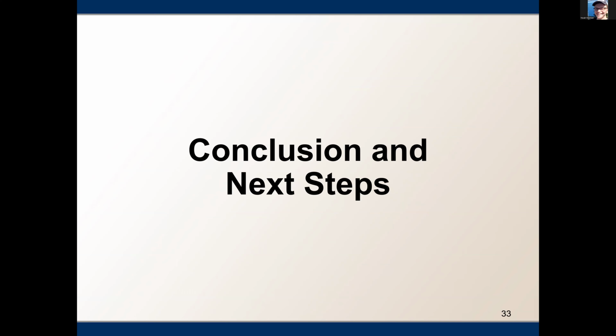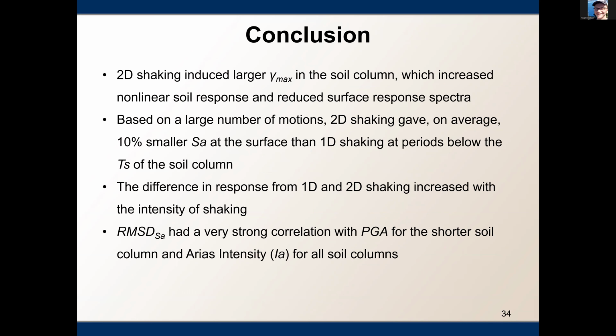With this, I will move on to the conclusion and my next steps in this research. The key takeaway from this talk is this first point: 2D shaking produces larger shear strains in the soil, which will increase the nonlinear response. Specifically, it will increase the hysteretic damping, and this will reduce the spectral acceleration at the ground surface. This is the key observation from this research.